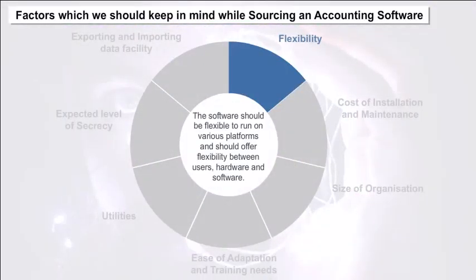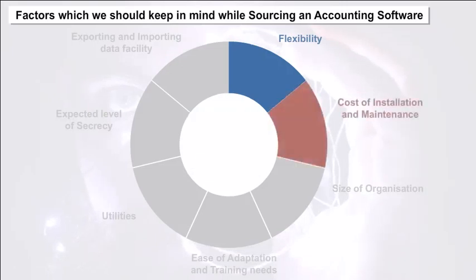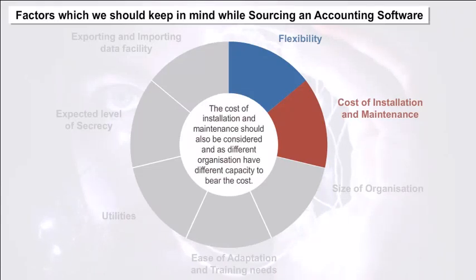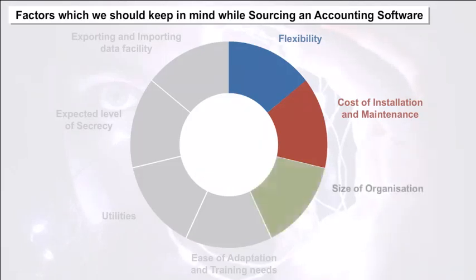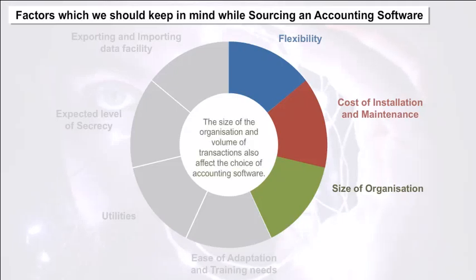Flexibility. The software should be flexible to run on various platforms and should offer flexibility between users, hardware, and software. Cost of installation and maintenance. The cost of installation and maintenance should also be considered, as different organizations have different capacity to bear the cost. Size of organization. The size of the organization and volume of transactions also affect the choice of accounting software.